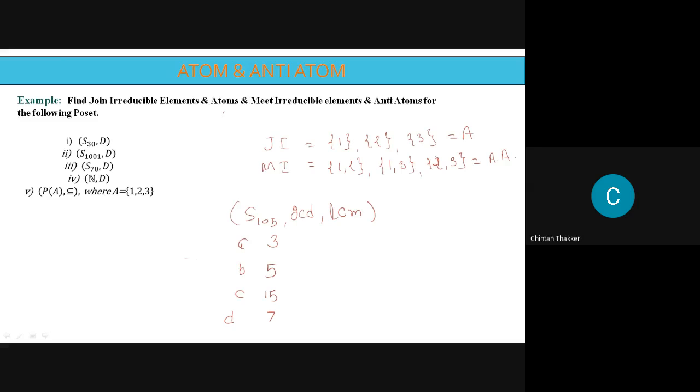The answer is C, 15. Because 105 has prime factors 3, 5 and 7: 3 into 5 into 7. So the atoms are 3, 5, and 7. So you can verify by the prime factors also.